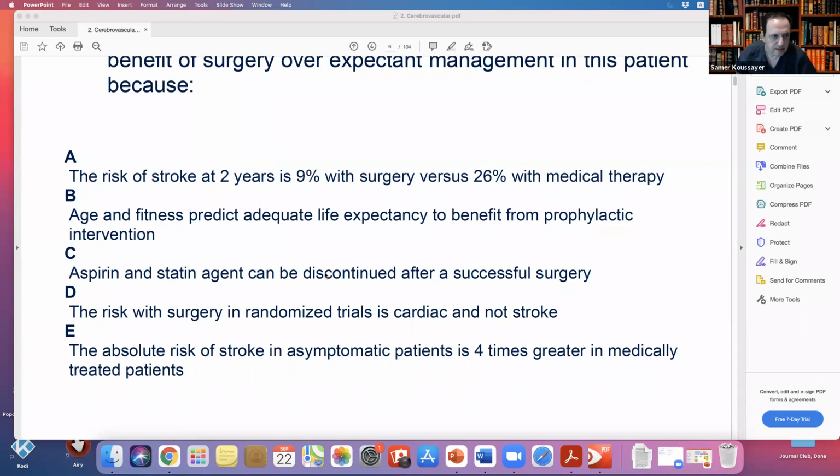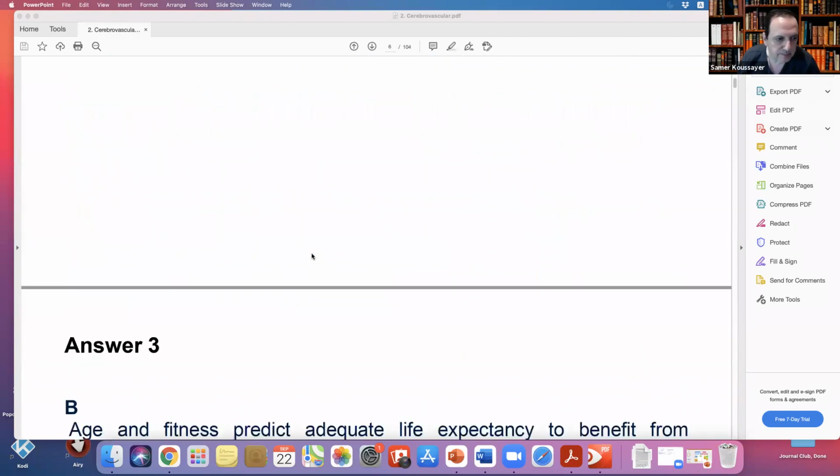So the answer is that the benefit of surgery over expectant management would be age and fitness predicting adequate life expectancy to benefit from prophylactic intervention. Excellent, very good. All right, let's go with Sam.